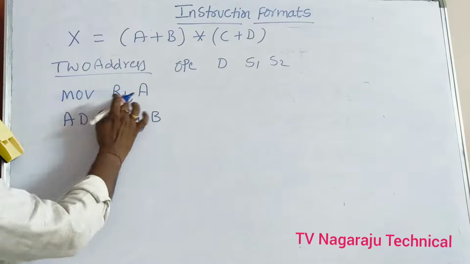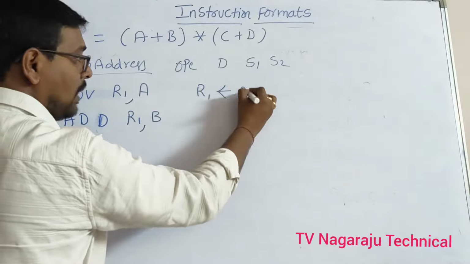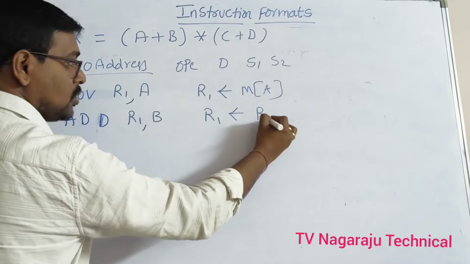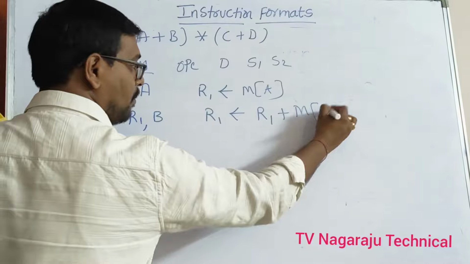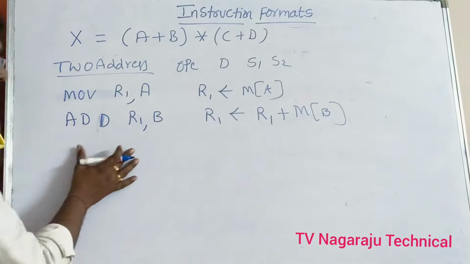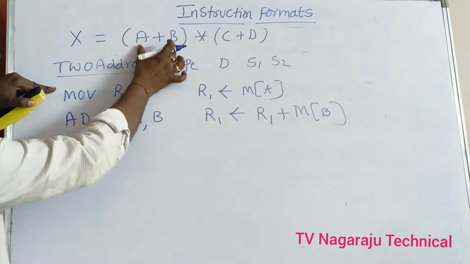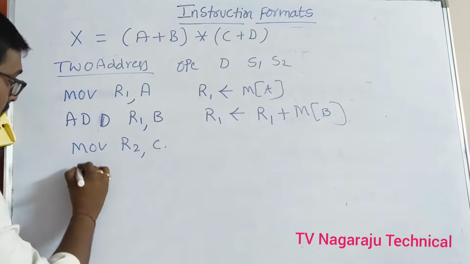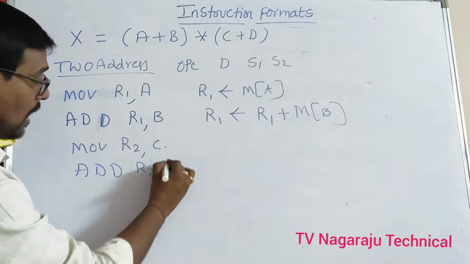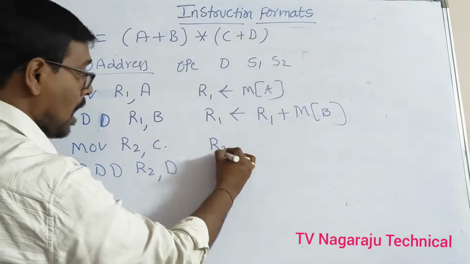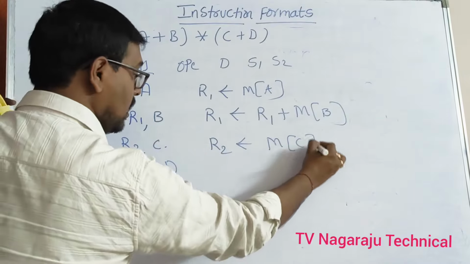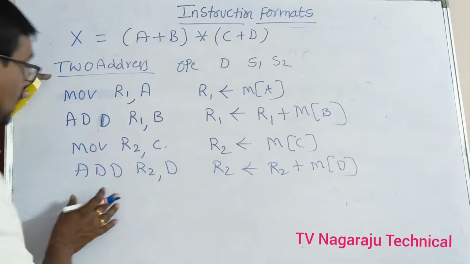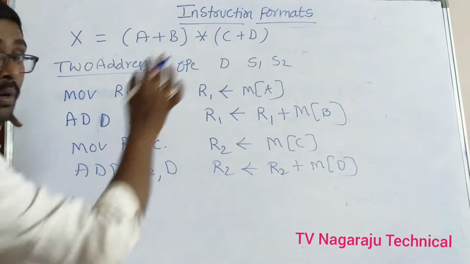Now I will show you. First what happened? MOVE R1, A. Now R1 contains M[A]. ADD R1, B in the sense R1 ← R1 + M[B]. Clear? Like this the addition is performed between these two. In a similar sense, MOVE R2, C, ADD R2, D. By this, R2 ← M[C], R2 ← R2 + M[D]. Clear? Now the 2 additions are completed.